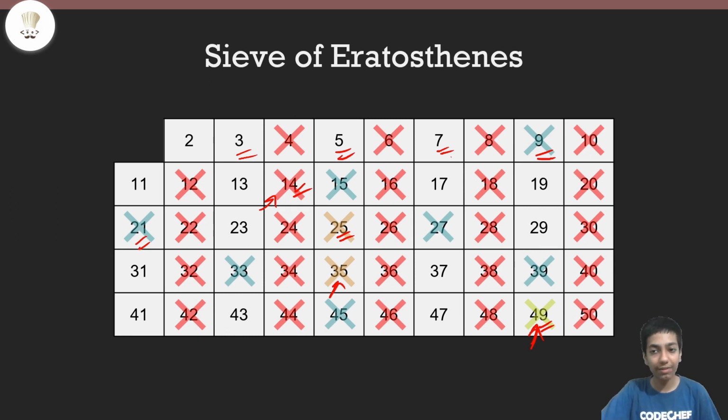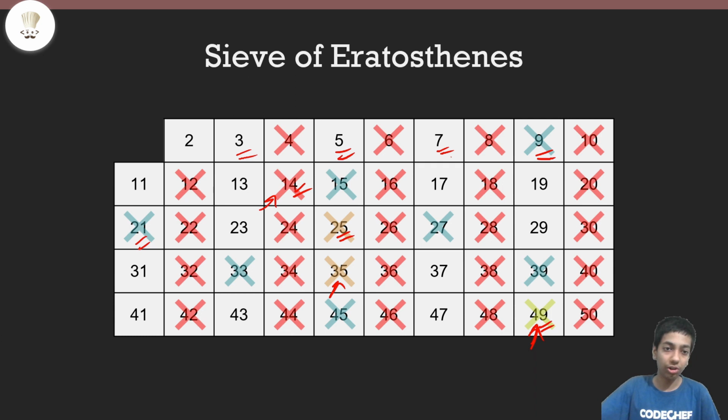So after 7, the next number is 8, and we can say that 8 square, 64, is greater than 50. So we break out here, because anyways the first multiple that 8 was going to cut was 64, which is greater than 50. And again, 8 was a composite number here, it has already been striked off, so we were going to ignore it, right? But the main idea is we can stop whenever i square exceeds n.